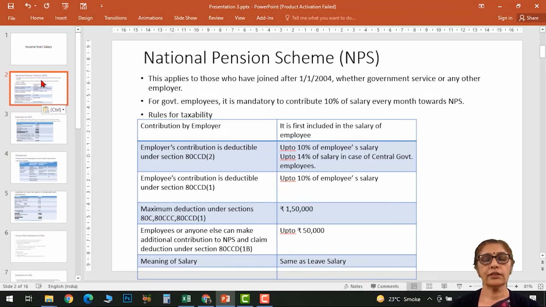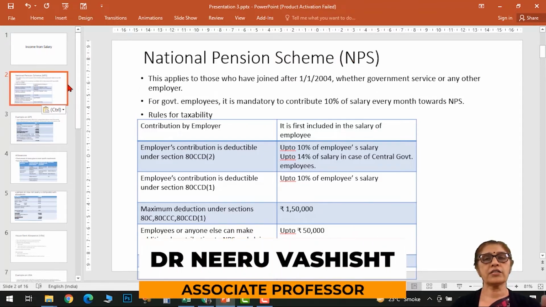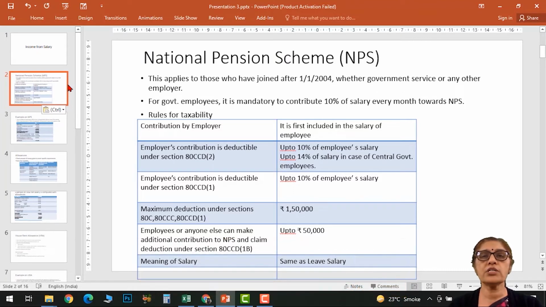In our earlier two presentations, we have learnt about basic salary, leave salary, gratuity, and pension. We'll take another variant of pension here, that is the National Pension Scheme, which we usually call NPS. Now, National Pension Scheme applies to all those employees who have joined service after 1st January 2004, whether you join a government service or a non-government service.